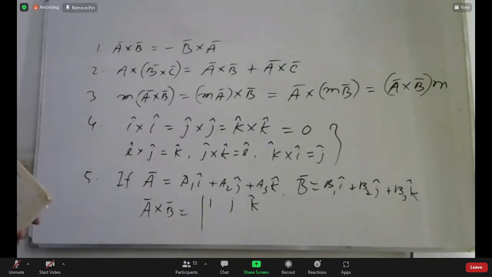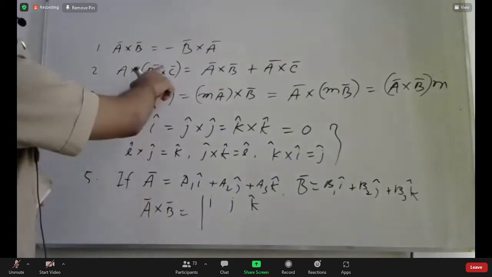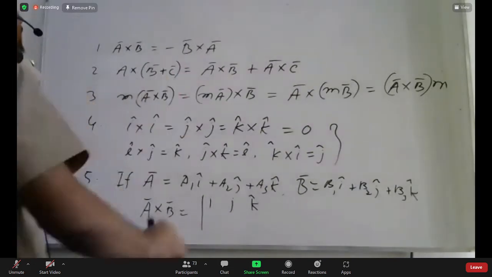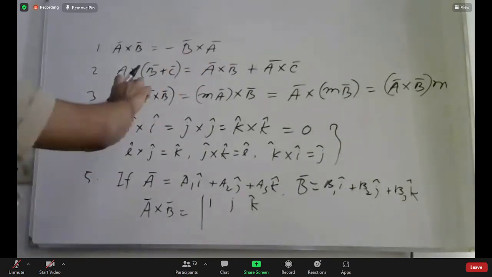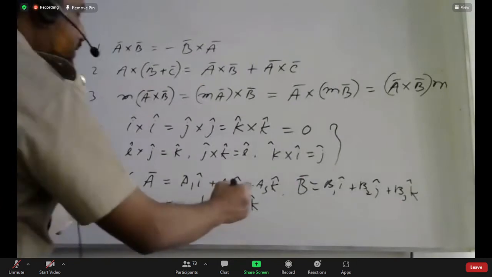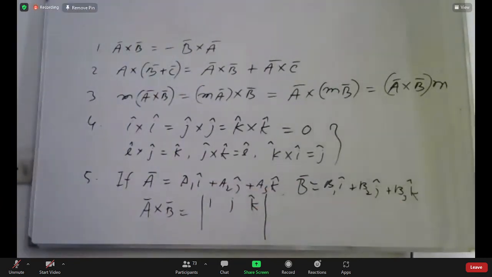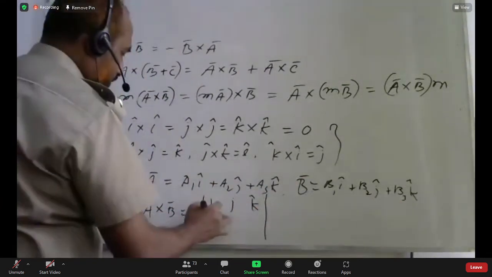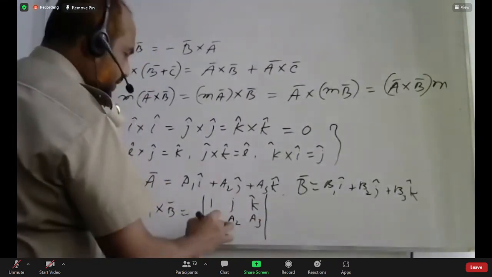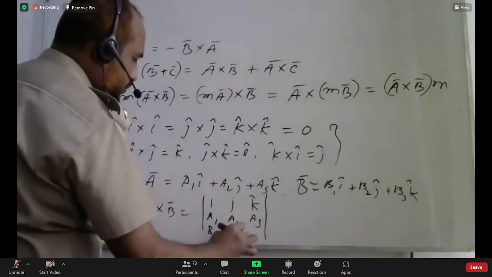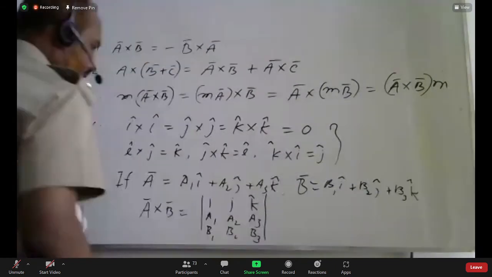Sir, I think in the second line it should be A cross B plus C. Yes, this is A cross B plus A cross C, and this should be plus. So if you understand, you can find out the mistake, isn't it? So this will be A1, A2, A3, and this was B1, B2, B3. Clear?